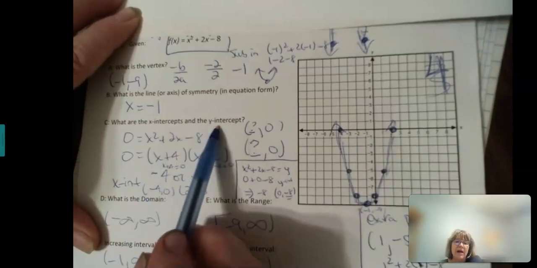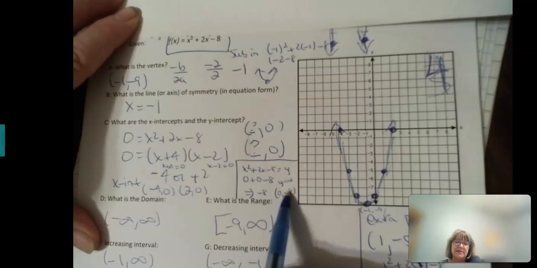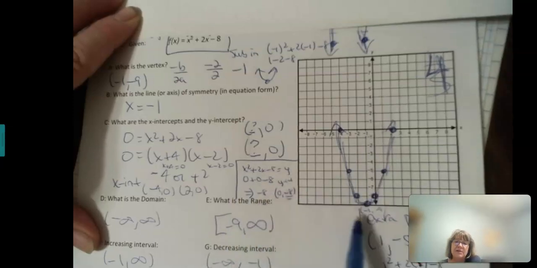Okay, what else? Y-intercept. That is when you put 0 in for x, you get a number in the y spot. That's on the y-axis. That's your y-intercept. So sub it in, get a -8. So at 0, -8.